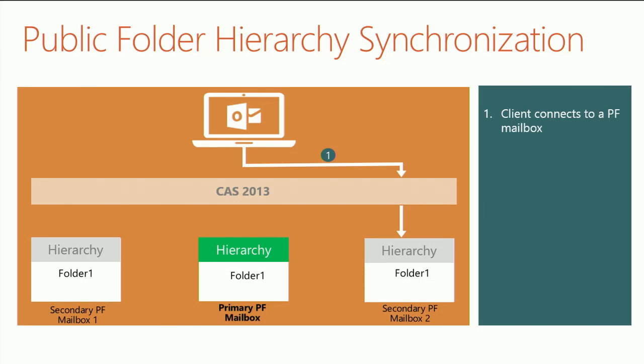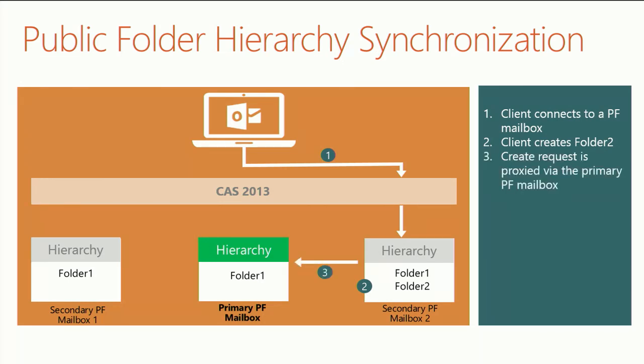But if not, if my content is on the same mailbox, then I just get the content from there. So in this case, let's say the user decides to create folder 2. Now he was connected to a secondary mailbox. So the secondary goes to primary and says, hey, I have a folder creation request. Primary says, okay, I got it written, and makes a call back to the secondary and says, folder creation succeeded.